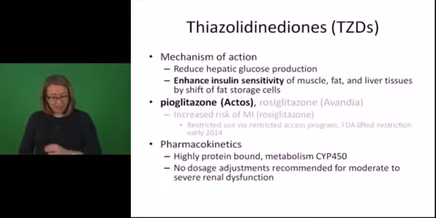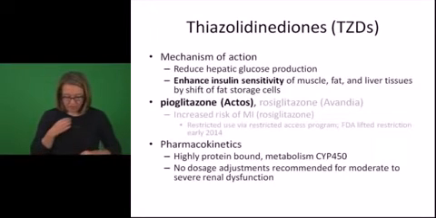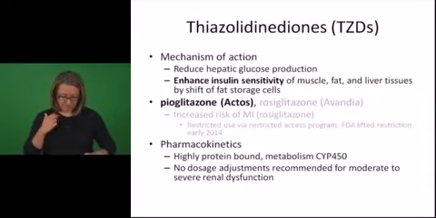Pioglitazone is highly protein bound. It's metabolized by the cytochrome P450 3A4 and 2C9 enzymes. And other medicines that you might use with it, whether it's a strong inhibitor like gemfibrozil or an inducer like rifampin, might cause you to either increase or decrease the dose of pioglitazone. So for example, gemfibrozil is a strong inhibitor, and if you're using gemfibrozil with pioglitazone, you might reduce the dose of pioglitazone to 15 milligrams daily if you're using them concomitantly.